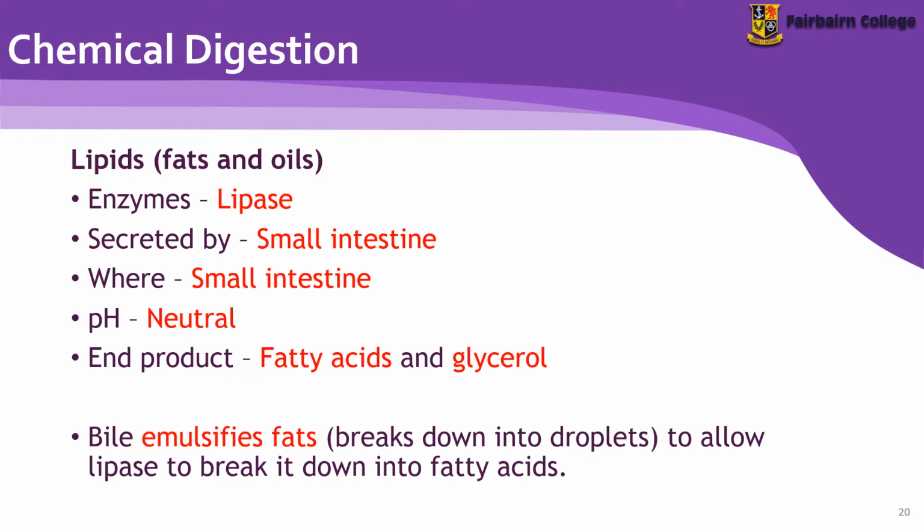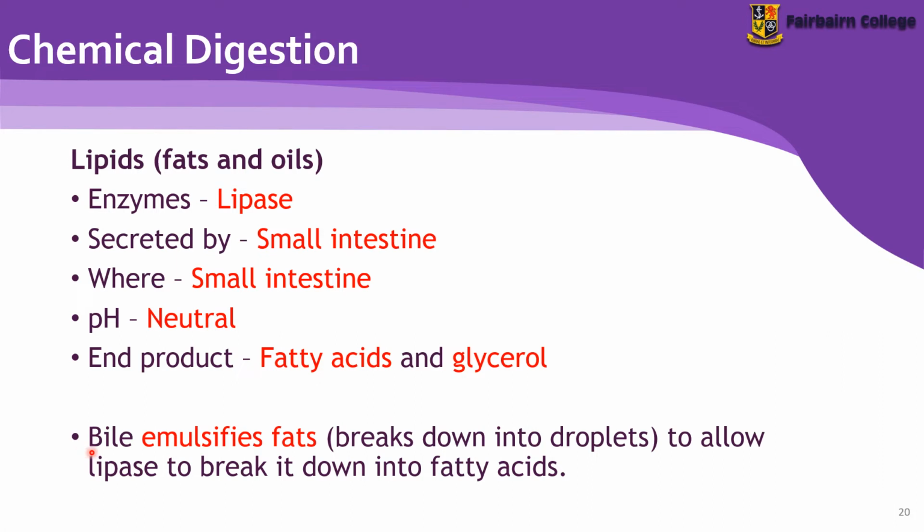The last food group is lipids. Lipids are the fats and oils within our diet. The enzyme that breaks down lipids is lipase, which is secreted by the small intestine and also functions within the small intestine. The pH level at which lipase functions best is a neutral pH. So as you can see, all of the enzymes that function within the small intestine function best at a neutral pH, which means the small intestine always has to be kept at a neutral pH. The end product of the digestion of lipids is fatty acids and glycerol.